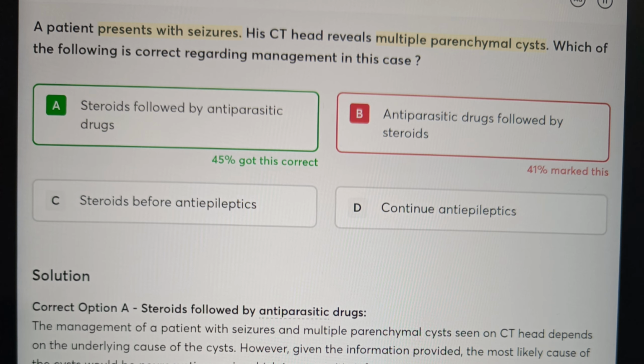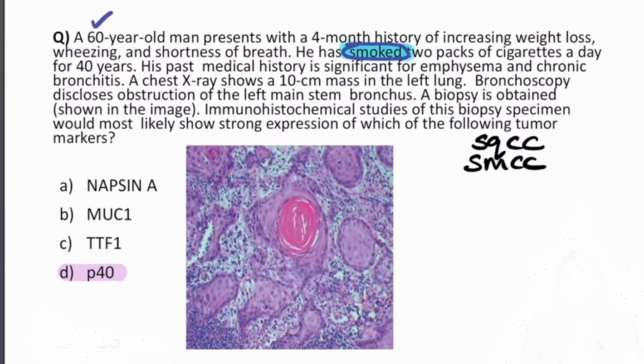Now see this question, this I made wrong. A patient presents with seizures, and CT head revealed multiple parenchymal cysts. Which of the following is correct? So see, I made it wrong, I marked B. But I will not jump to the next question. I told you guys to read the explanation. So we will read the solution, read the explanation, we will understand it, then we will be doing the next question, right?